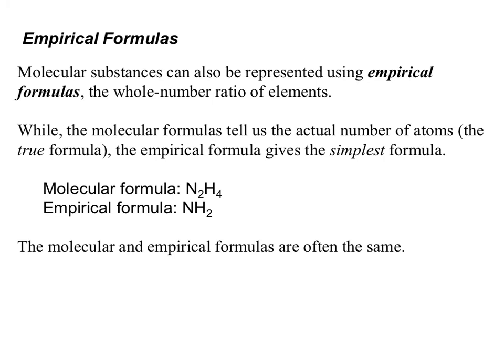Empirical formulas. Molecular substances can also be represented using empirical formulas, the whole number ratio of elements. While the molecular formula tells us the actual number of atoms, the true formula, the empirical formula gives you the simplest formula. So for example, if a molecule happened to be N2H4, the empirical formula would be NH2. The molecular and empirical formulas are often the same, but as seen in this example, they are not always.